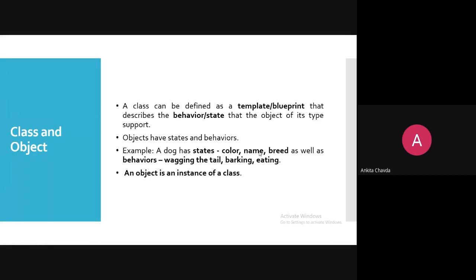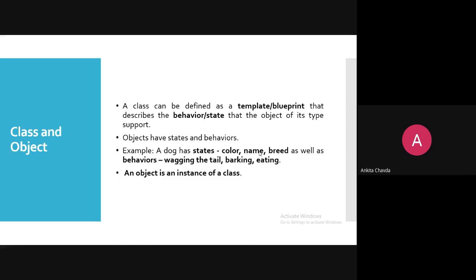Any object would have state and behavior. State means your variables, instance variables, the values you are providing, and behavior means the methods of your class. So an object is an instance of a class. It's a real-time entity, you can say. Many definitions are there, but at least you should clearly know what an object is.